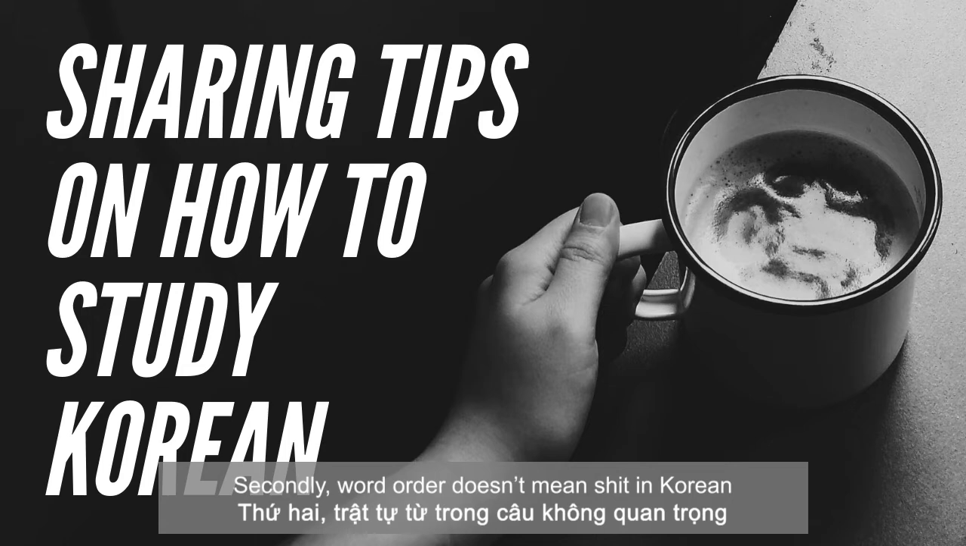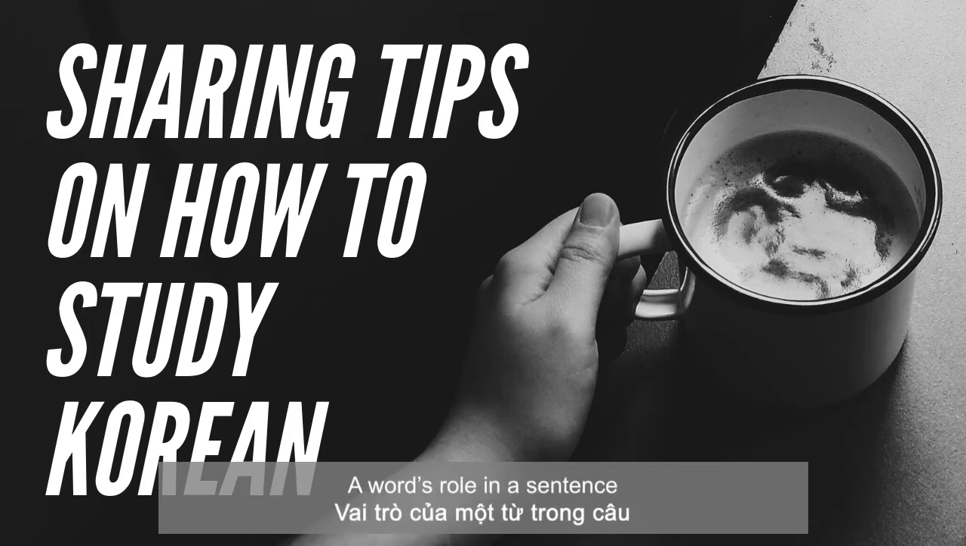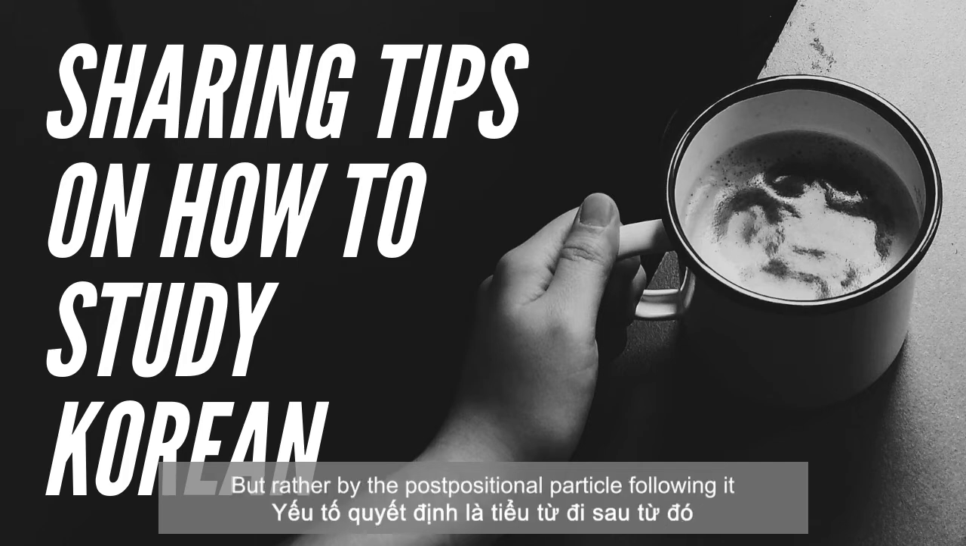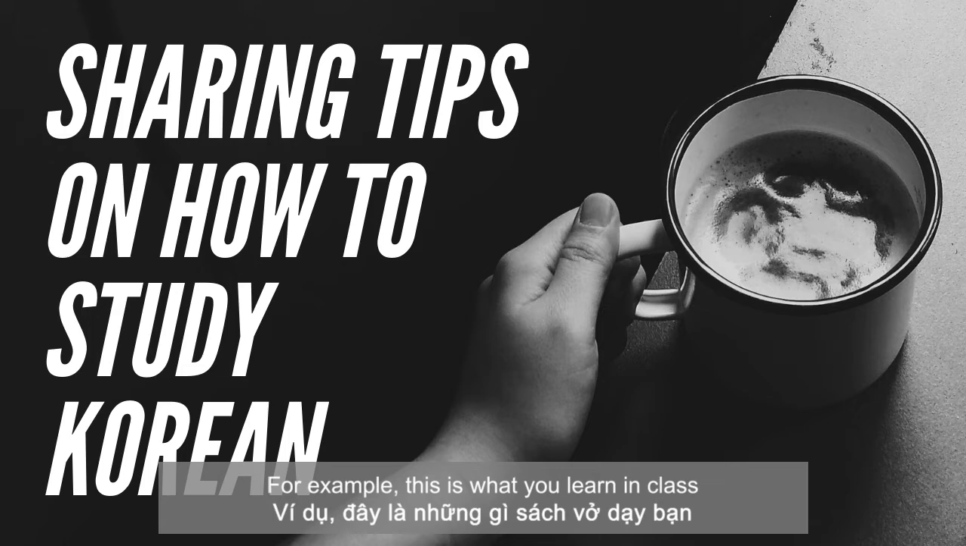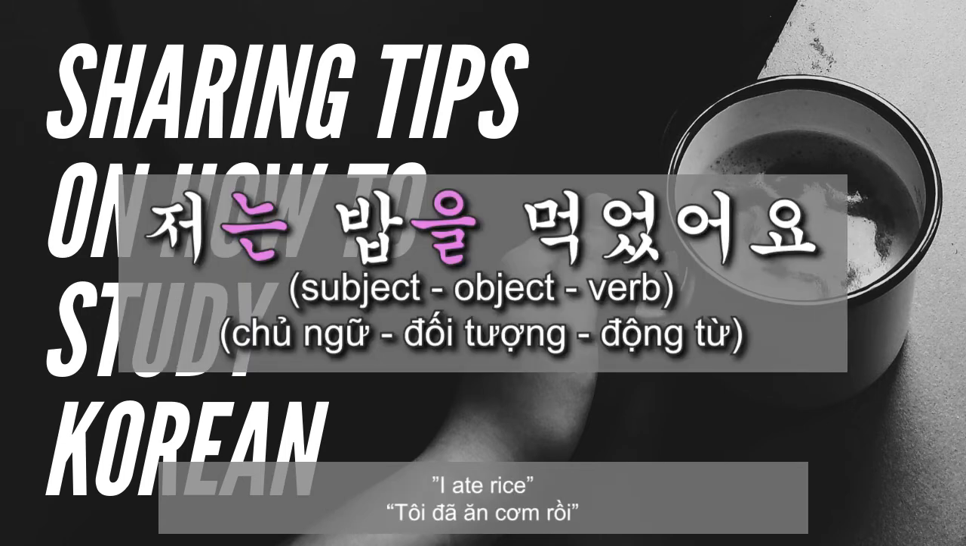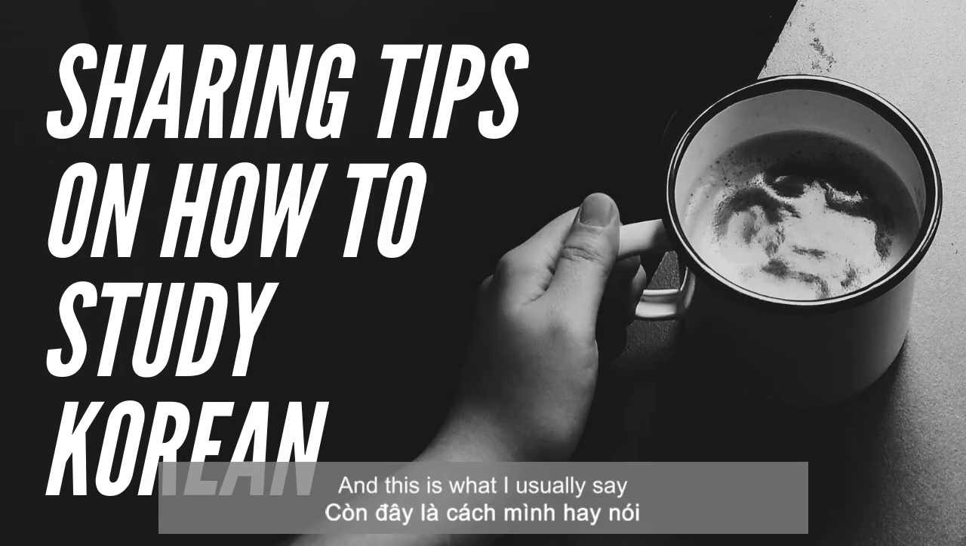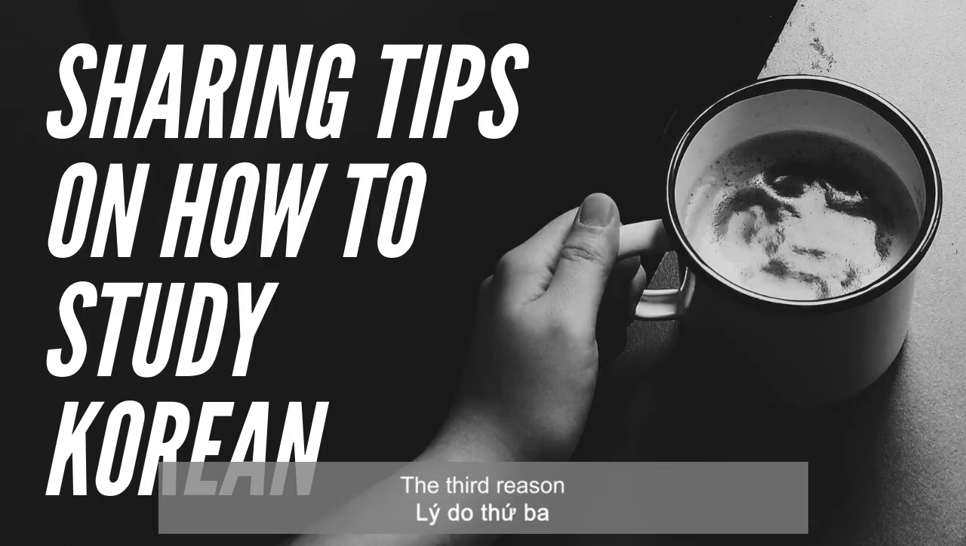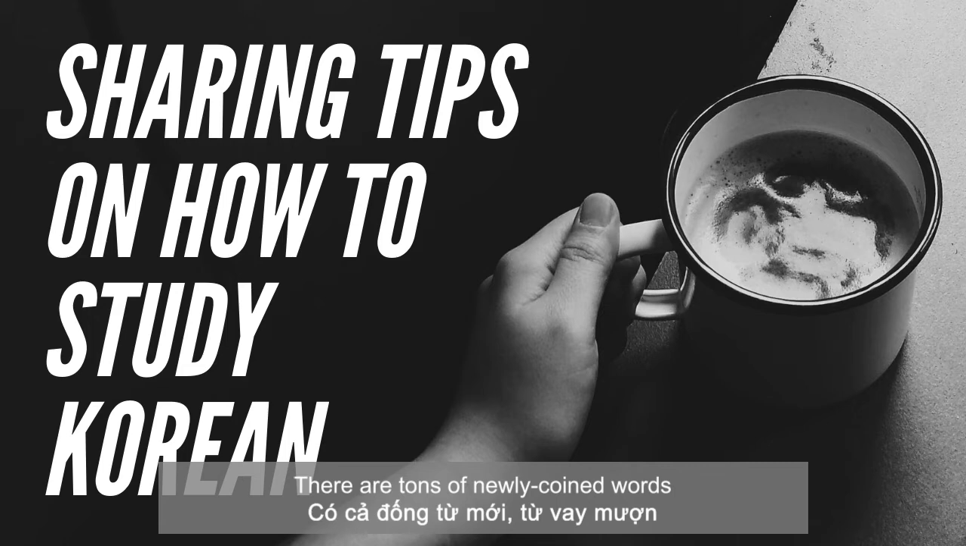Secondly, word order doesn't mean shit in Korean. A word's role in a sentence is not determined by its position, but rather by the postpositional particle following it. For example, this is what you will learn in book. 저는 밥을 먹었어요. And this is what I usually say when someone asks me if I ate. 저 먹었어요, 밥을.